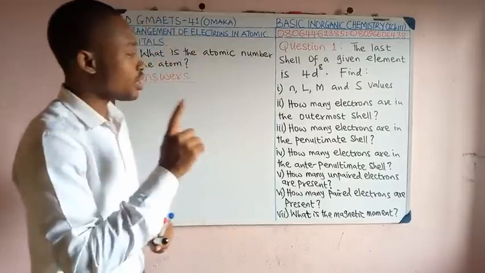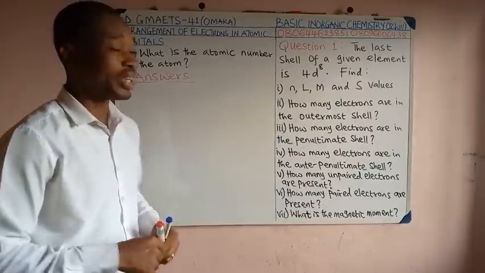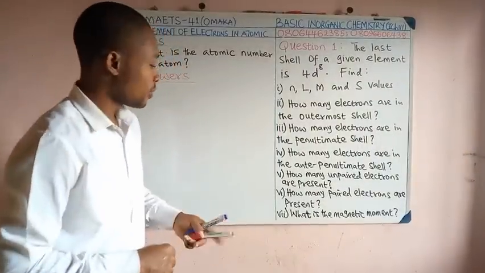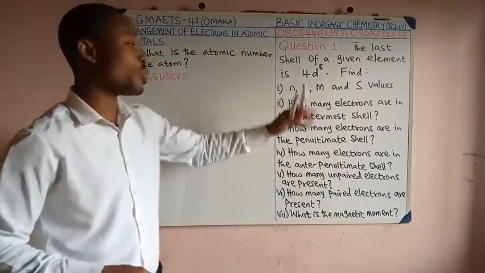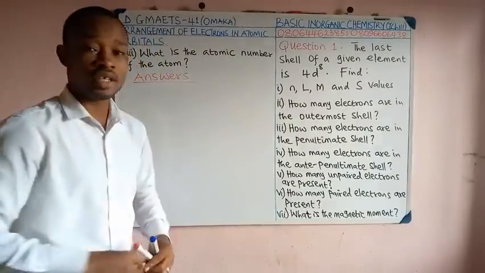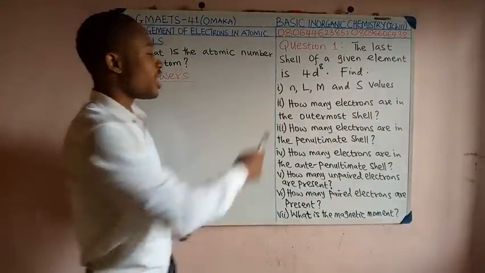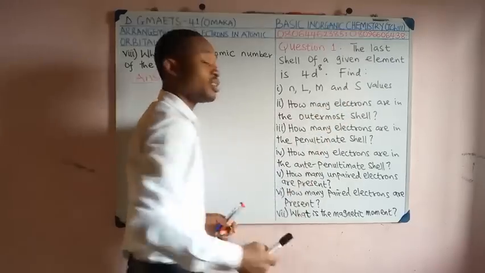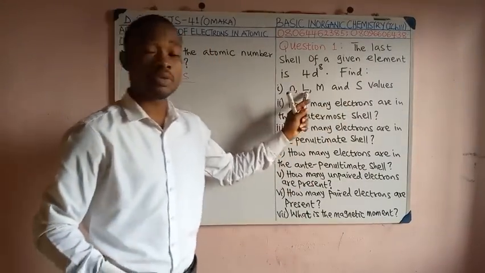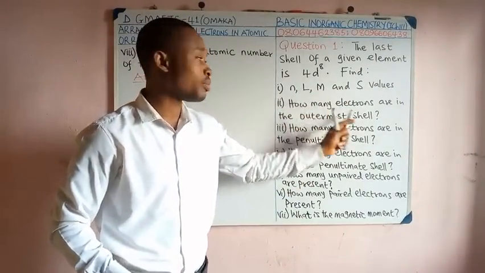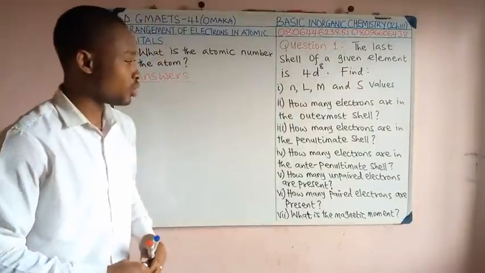The question here reads, the last shell of a given element is 4d8. Fine, we've got 8 things here to find. There are 8 questions under this, is that okay? The first, we have to find n, l, m, and s. That is the principal quantum number, the azimuthal quantum number, the magnetic quantum number, and the spin quantum number values.